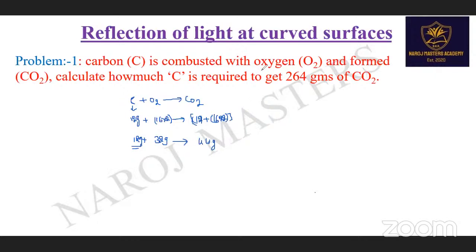Here, what is asked in the question is: calculate the amount of carbon required to get 264 grams of carbon dioxide. 12 grams of carbon gives 44 grams of carbon dioxide. Then how much carbon gives 264 grams of carbon dioxide? So do the cross multiplication here: 12 into 264 divided by 44 is equal to x.